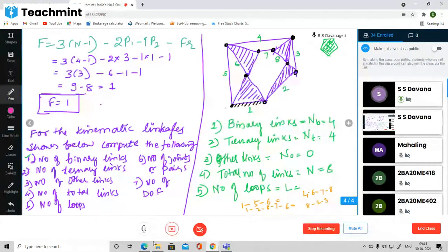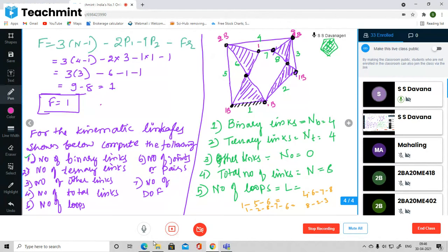No, this is one binary joint here. Okay, this is also a binary joint. This is a binary joint. This is two binary joints because 8, 3, 4, 8. Okay, it has two binary joints. Okay, next 5, 6. Here also it is two binary joints.